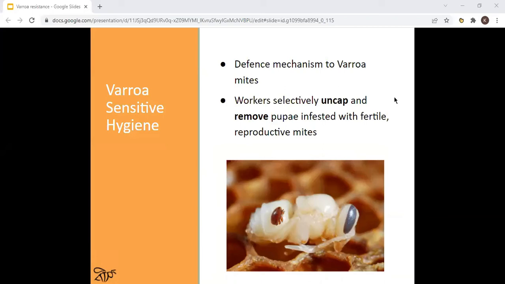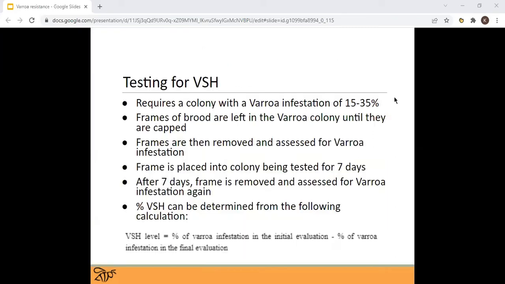Varroa sensitive hygiene is specific to Varroa mites. It's when workers uncap and remove pupae infested with fertile reproductive mites. Remember that fertile bit, because that is important for the next one that I'll talk about. Testing for VSH can be pretty straightforward, although it does take quite a bit of time and resources to perform the test. To start, you're going to need a significant source of Varroa mites.